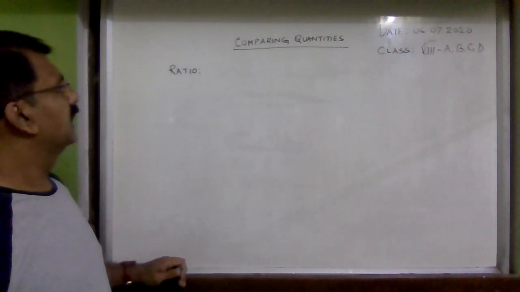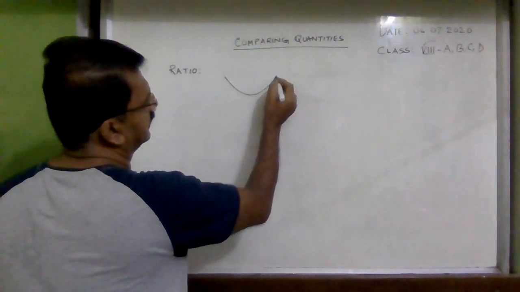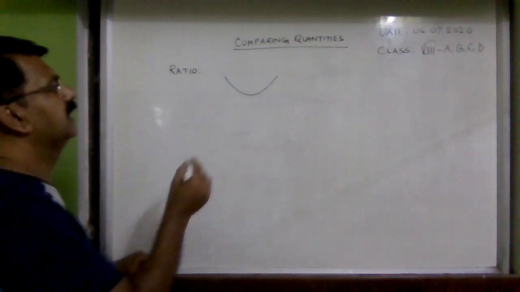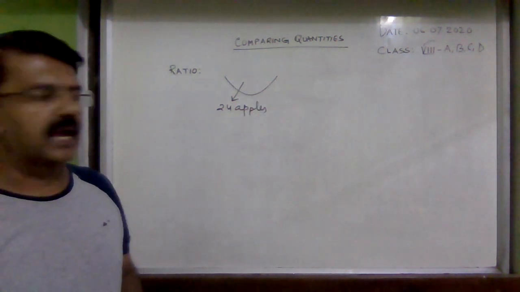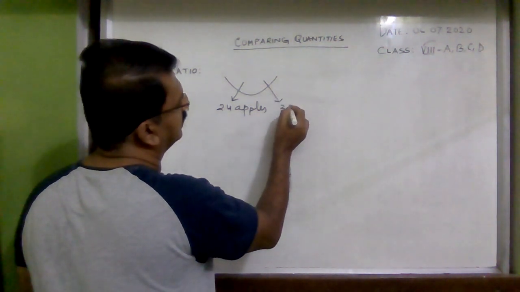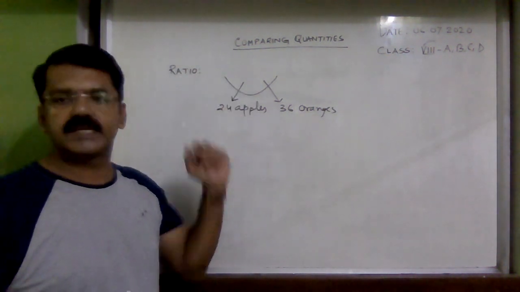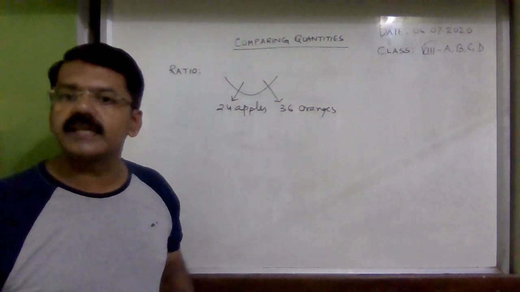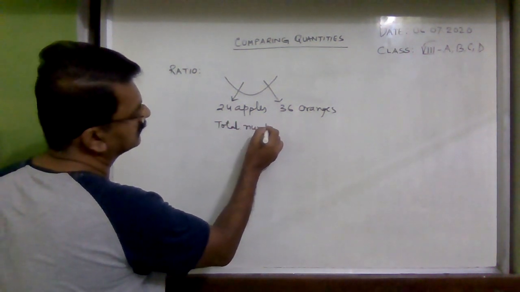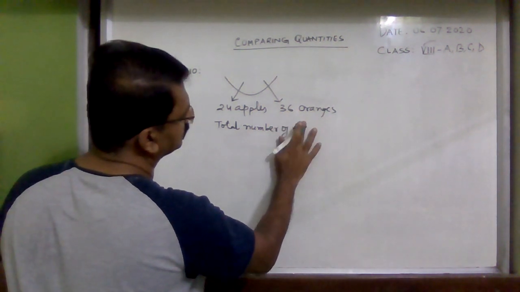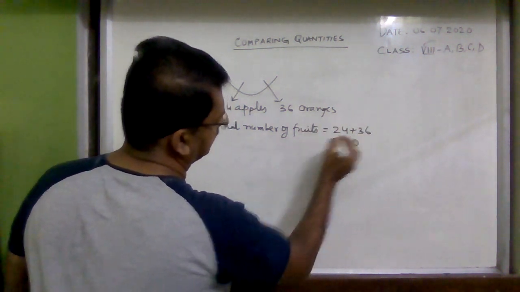Now, suppose there is a fruit basket, and in that fruit basket we have 24 apples and 36 oranges. Okay, so in a fruit basket there are 24 apples and 36 oranges. So the total number of fruits will be equal to 24 plus 36, that is 60.